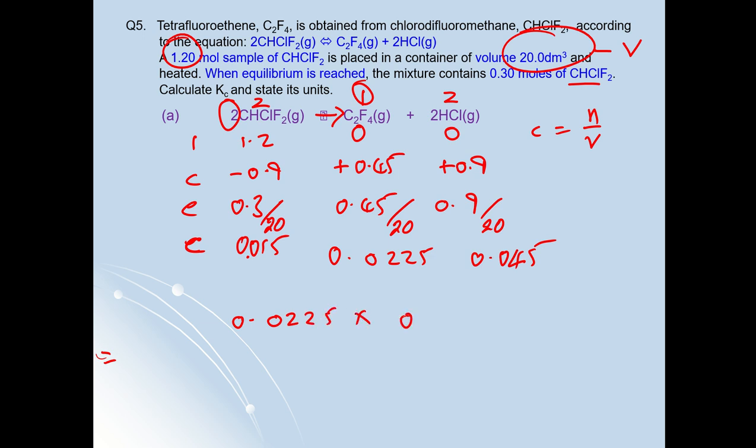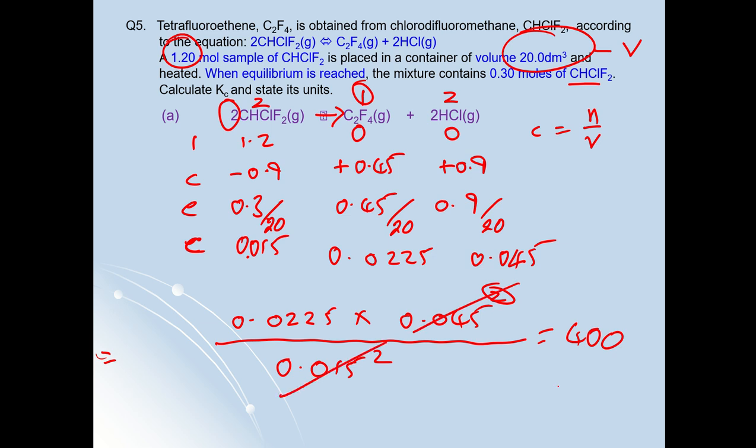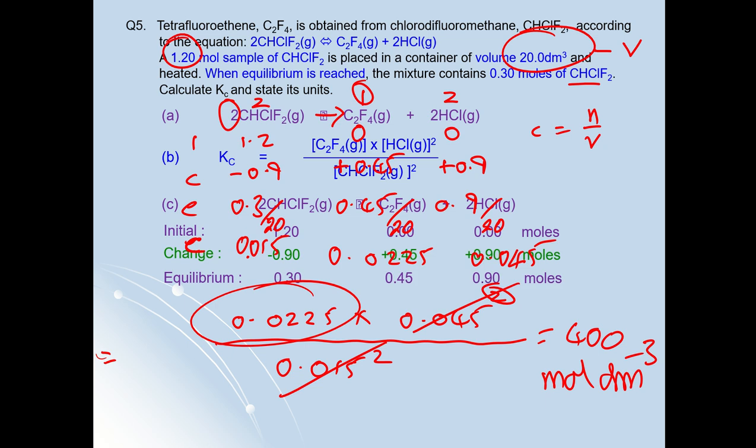Plug those into my Kc expression, which would be 0.0225 multiplied by 0.045 squared over 0.015, and that's also squared. Okay, so we'll just do that. We crunch the number. Okay, and that comes out at quite a big Kc of 400. Units are, those will cancel, I end up with moles dm to the minus 3 over 1, so my units are moles dm to the minus 3.